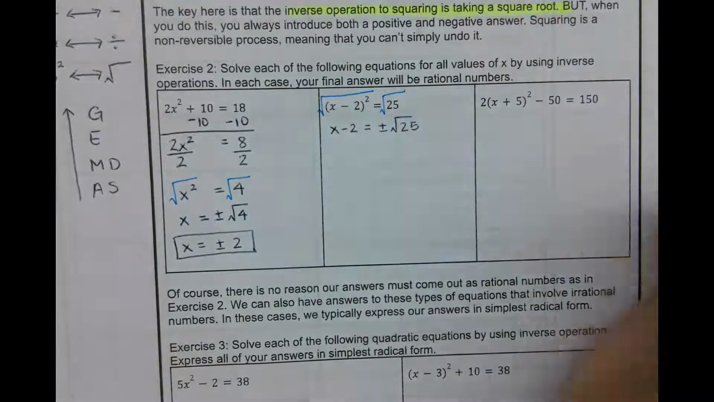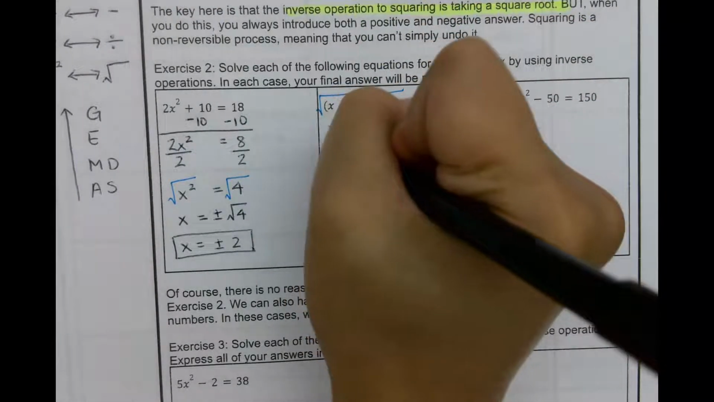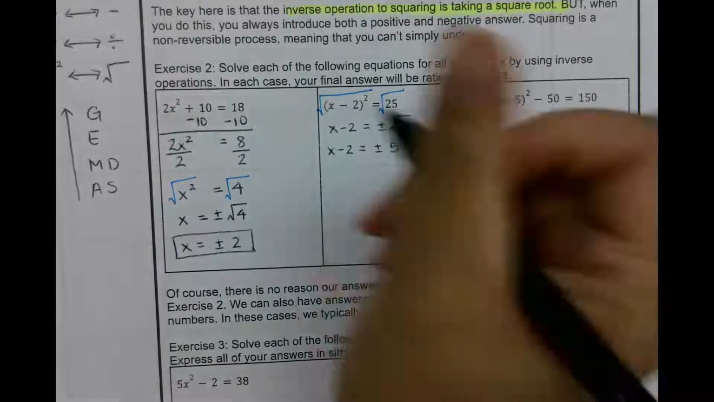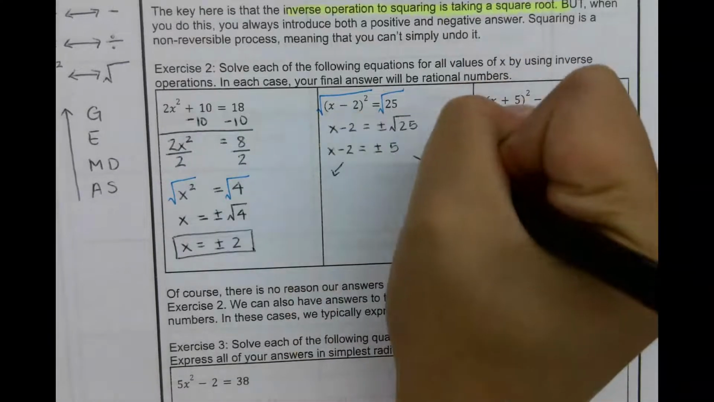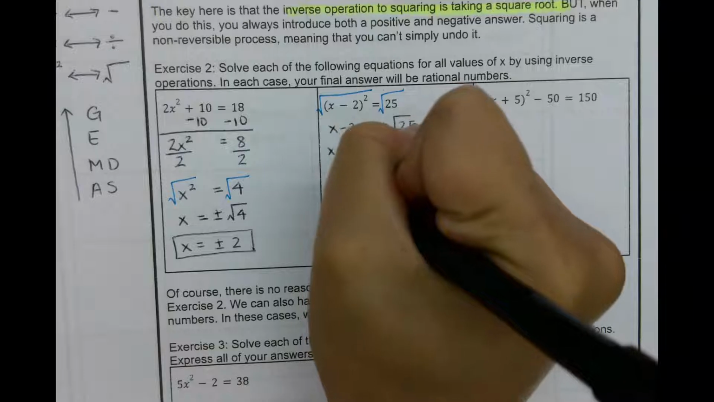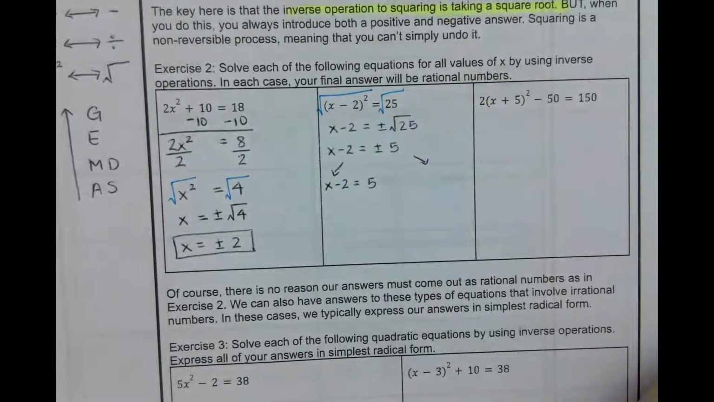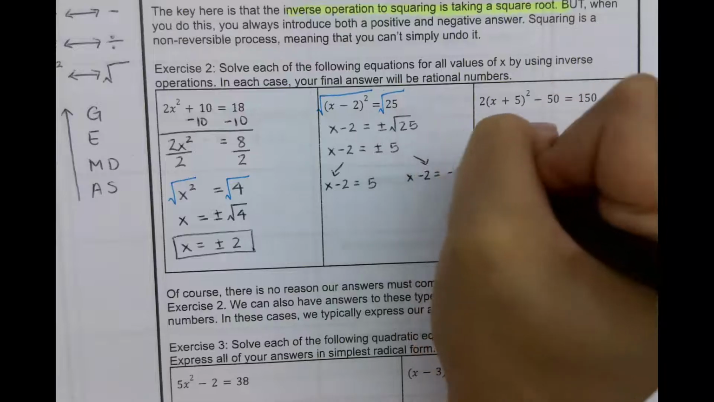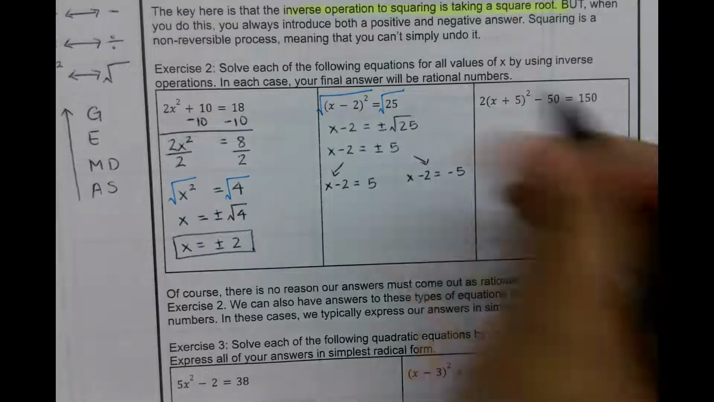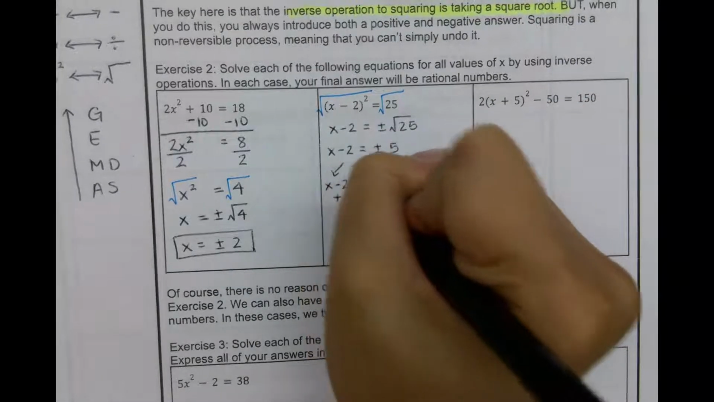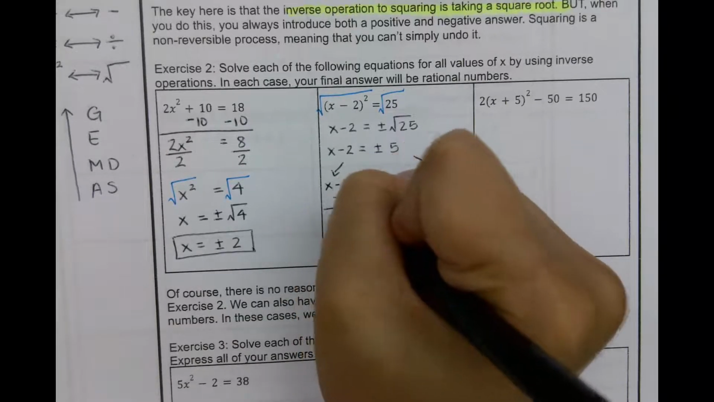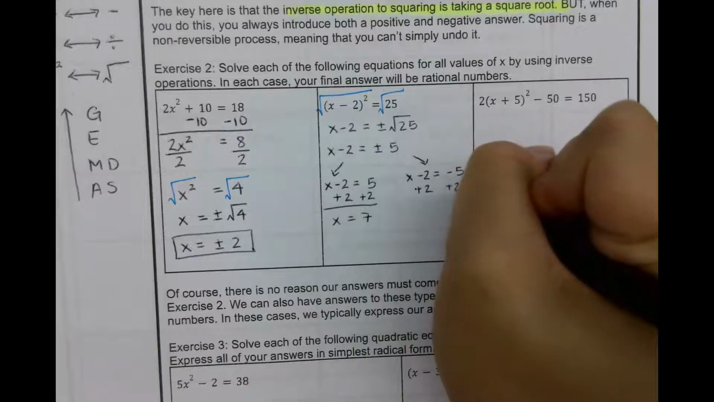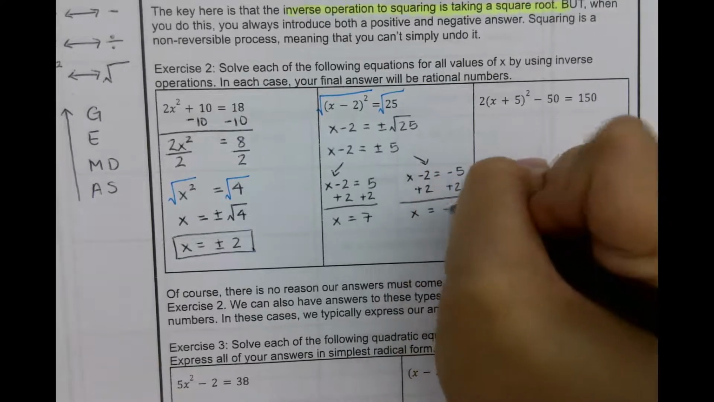Okay. We know that the square root of 25 is 5. And so now I have two answers. One is x minus 2 equals positive 5. And the other one here is x minus 2 equals negative 5. Add 2 on both sides. I get x equals 7 here. Add 2 on both sides. I'm going to do x equals negative 3.